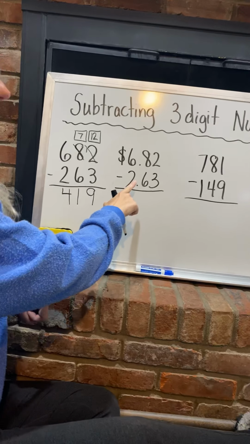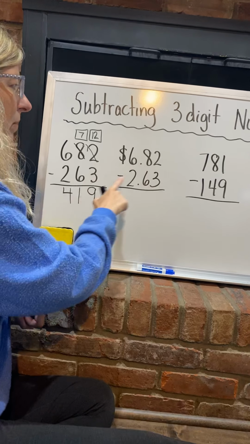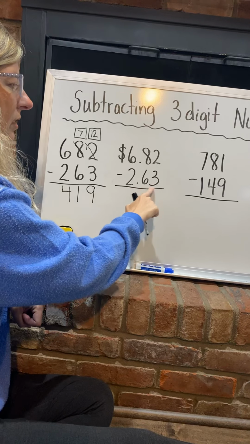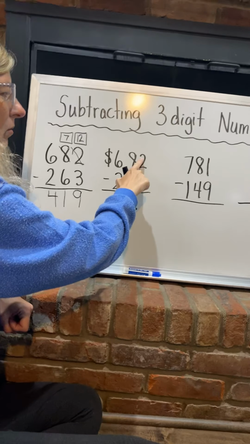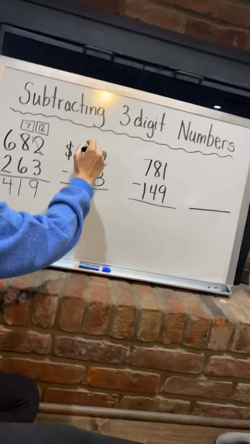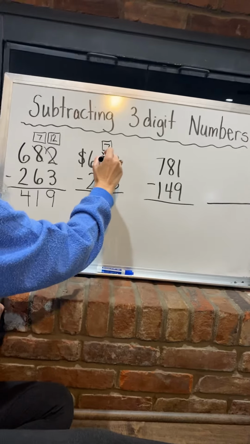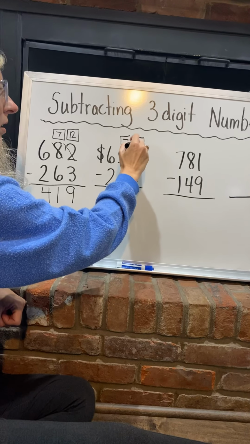Now let's look at this one with money. The same problem, but we have $6.82 minus $2.63. So again, we can't do 2 minus 3, so we're going to borrow from the neighbor. The 8 becomes a 7. The little 1 here, the 2 becomes a 12.